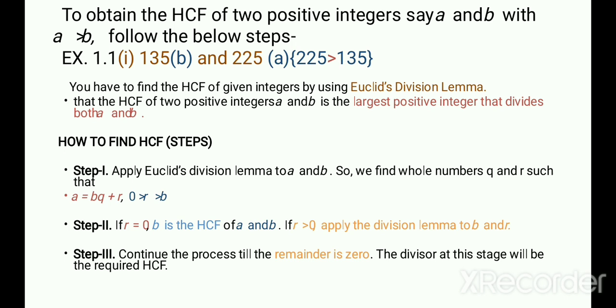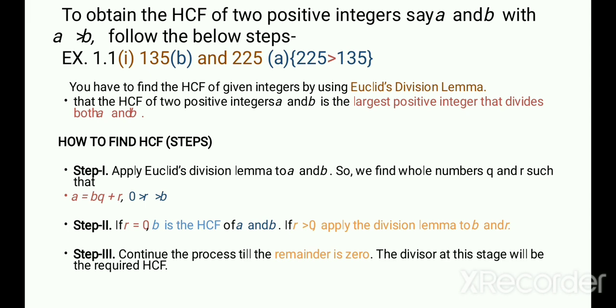Step 2: if R is greater than 0, apply the division lemma to B and R, where R is the remainder and B is the smaller number of the given example. So your B is going to change and your R is going to change at every step. Step 3: once the remainder is 0, the divisor at this stage will be the required HCF. Means you have to continue the process till the remainder is 0. Once the remainder is 0, in the last step, whatever the value of B, that value of B is nothing but your HCF.